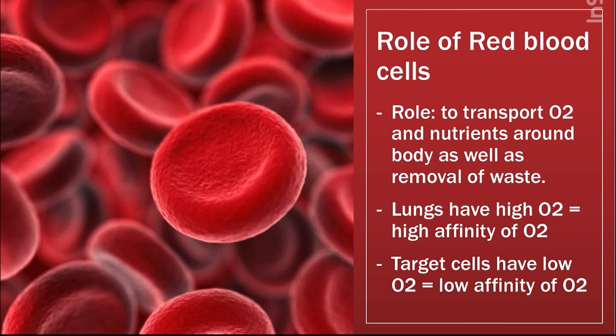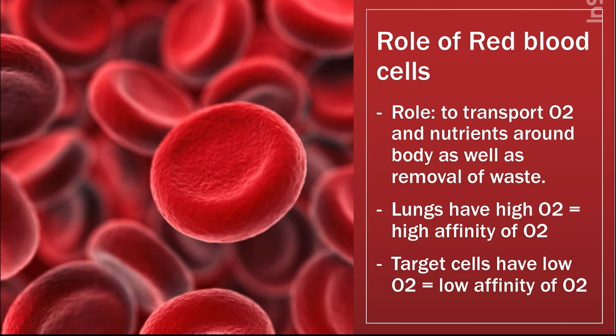Now we've got the role of the red blood cells, which is to transport oxygen and nutrients around the body to target cells. These cells need nutrients and oxygen, and the red blood cells carry some of these nutrients and the oxygen needed for these cells to do their functions. They are also in charge of removing waste, for example carbon dioxide, out of the body.